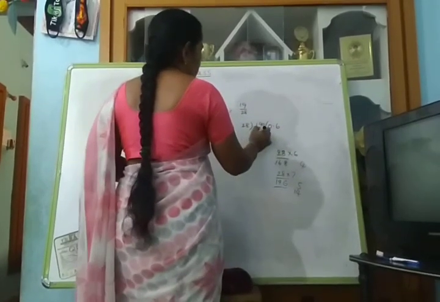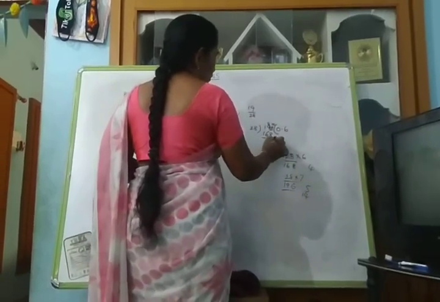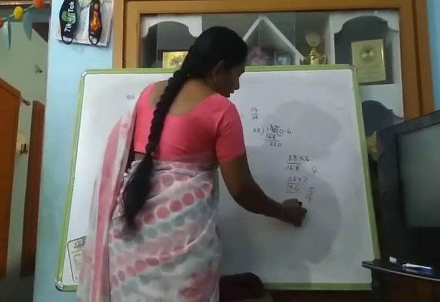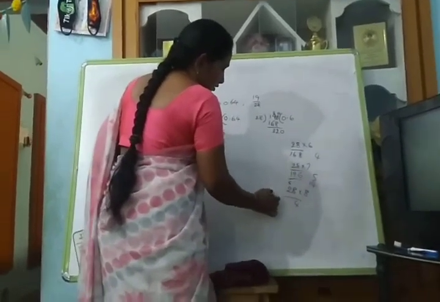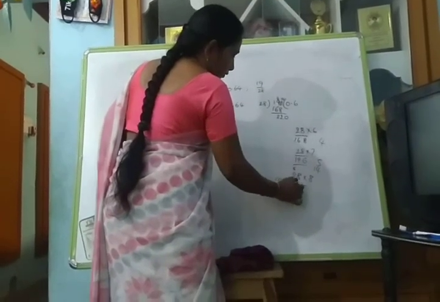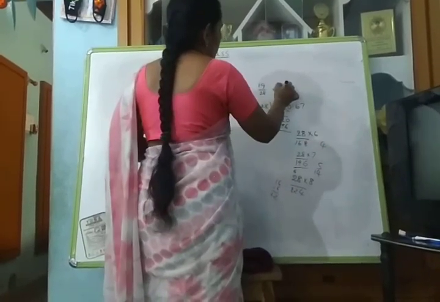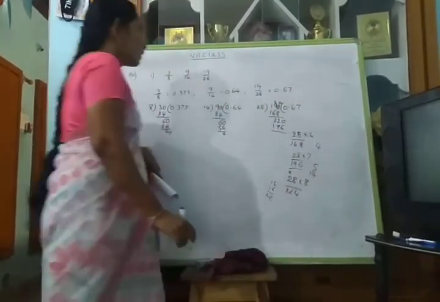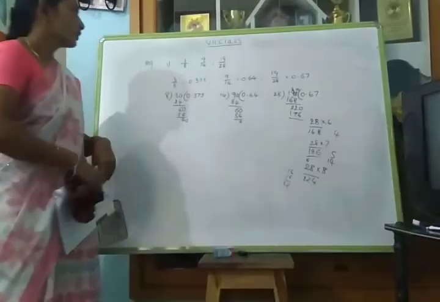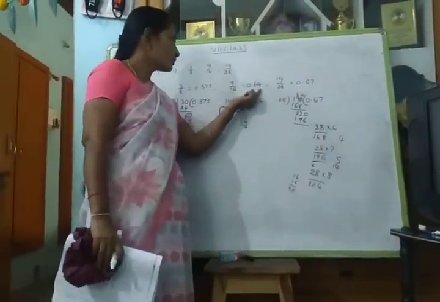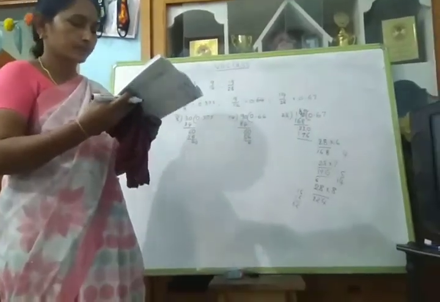So 6 times 168, 10 minus 8, 2. 220. Again 8 times: 8 8s are 64, 8 2s are 16 plus 6, 22. 7 times gives 196. So this one is 0.67. Now arrange these, in which order, Nana? 0.37, 0.64, 0.67. So it is arranged in ascending order.